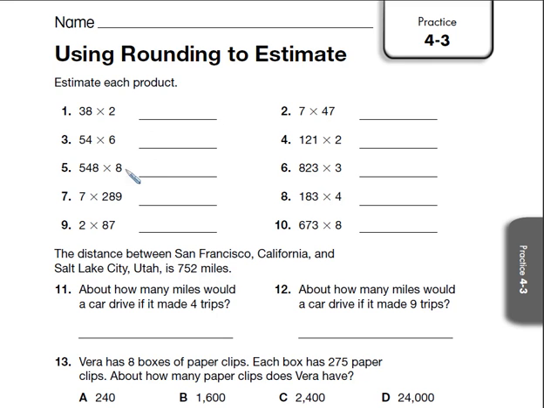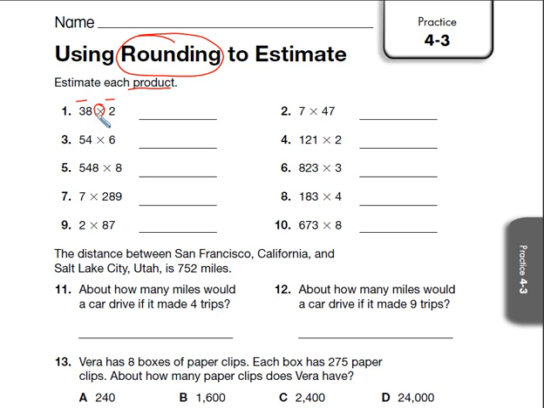Okay, boys and girls, tonight's homework is 4-3. We are using rounding to help us estimate each product. Now again, the product is the answer when you're multiplying. We take two factors and we multiply them together, we get a product. So today we're just going to estimate. So I'm going to do a couple of them with you and let you do the rest on your own.